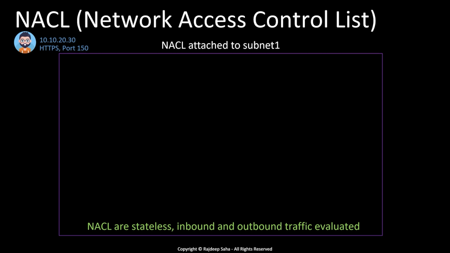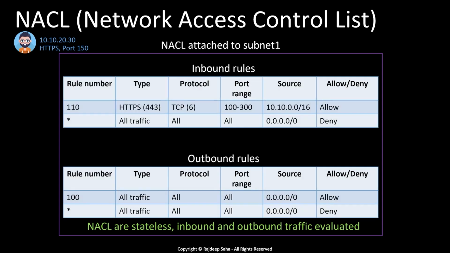The NACL, which is attached to subnet 1, or any NACL in that sense, will have inbound rules and outbound rules. You will define what traffic is allowed to enter the subnet and what traffic is allowed to exit the subnet. NACLs are stateless. That means if traffic goes into the subnet, you would think that the same traffic connection should be allowed to exit the subnet, but NACL does not remember which traffic entered and which traffic is leaving. So inbound and outbound traffic will be evaluated separately.